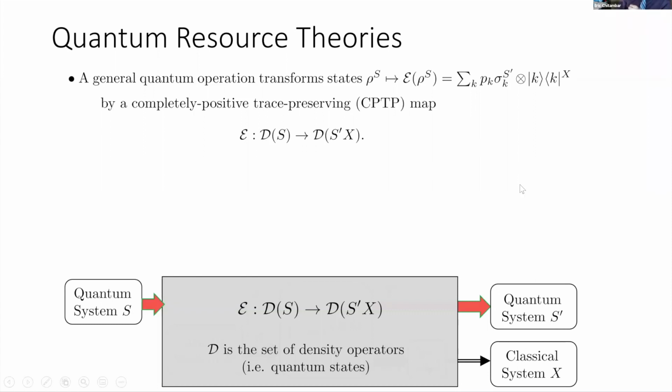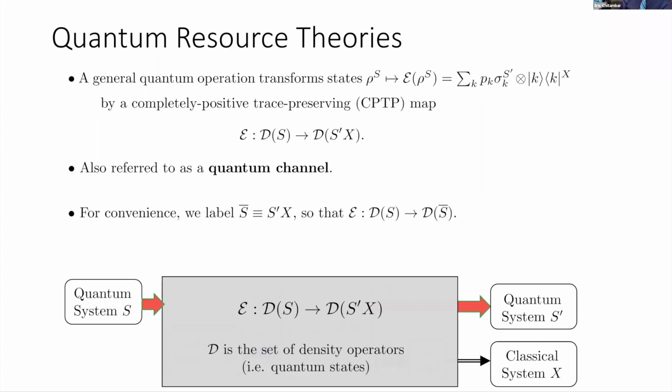If you look at the structure of this a little closely, you'll see that this mapping is what's known as a completely positive trace preserving map, which we don't have time to get into now. We can talk about it later, but just understand this is a type of mathematical transformation from the set of density matrices to the set of density matrices. D(S) is the set of density matrices on S, and D(S' X') is the set of density matrices on the output quantum system and classical system. This is also known as a quantum channel.